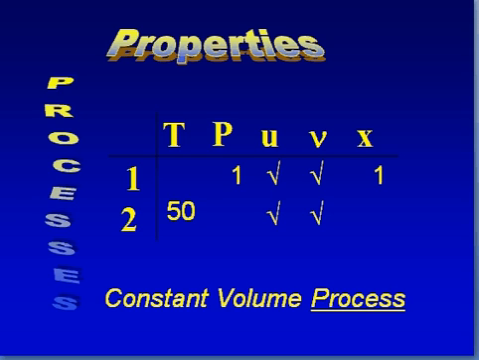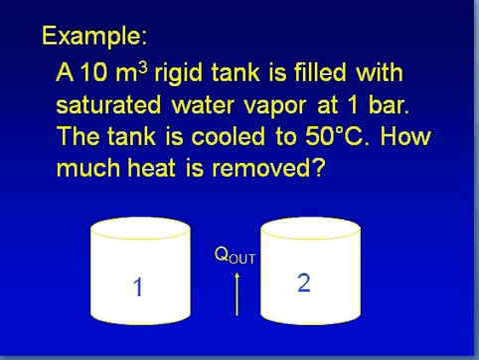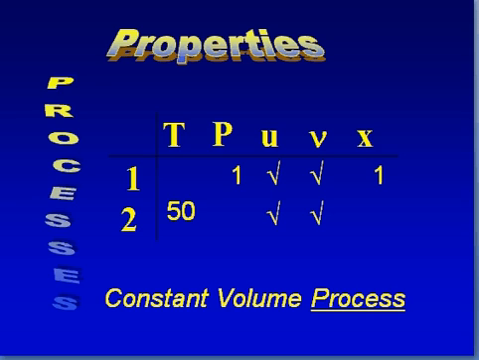Set up our property process table and put in the specs of the system. We know that the pressure is 1 to start with, 1 bar, and the quality is 1. We started with a saturated vapor, and so the internal energy and the volume could be calculated.